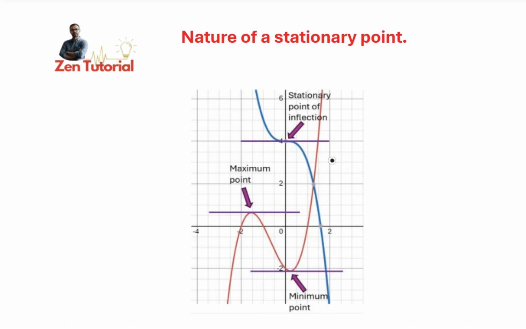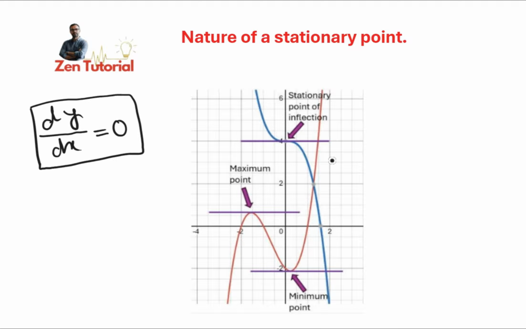A stationary point occurs when the gradient or the slope of any curve, so any equation or any curve, dy/dx, is equal to 0. If this is satisfied, you can say that the function or the curve has a stationary point, right?